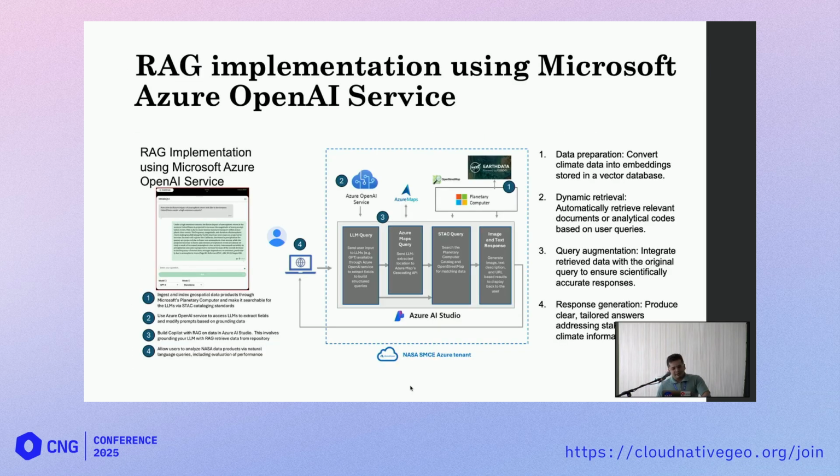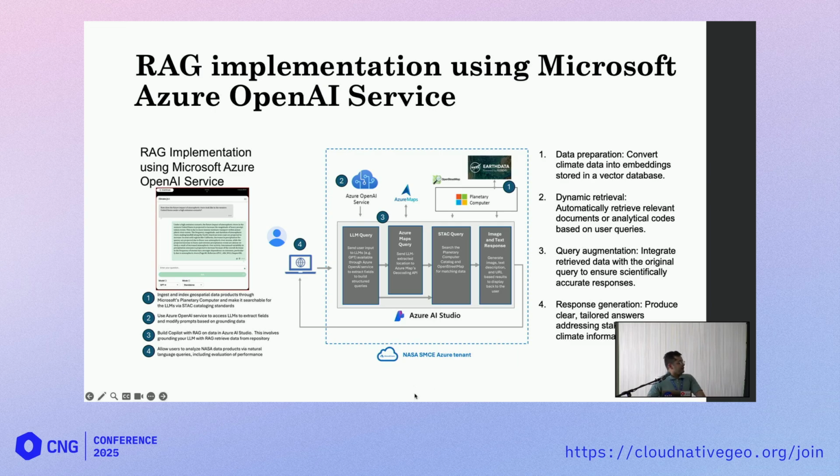So this is a work in progress. We have not fully implemented this, but the plan is to implement this RAG using Azure's OpenAI service, where we would integrate climate data from NASA and other platforms. The first step would be to ingest and index the datasets that are already there in Planetary Computer and make them searchable via a STAC metadata catalog.